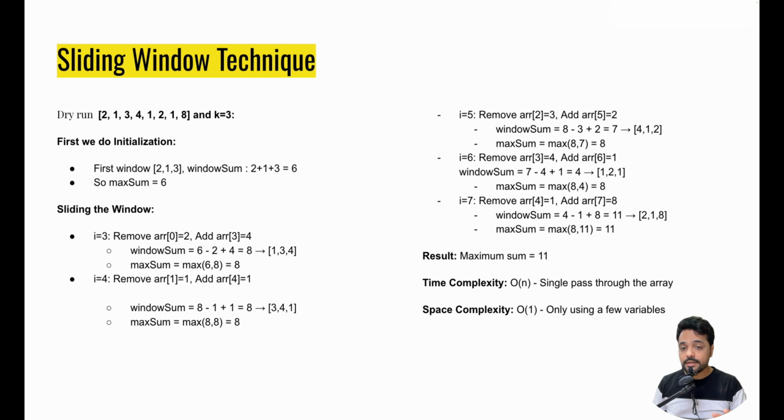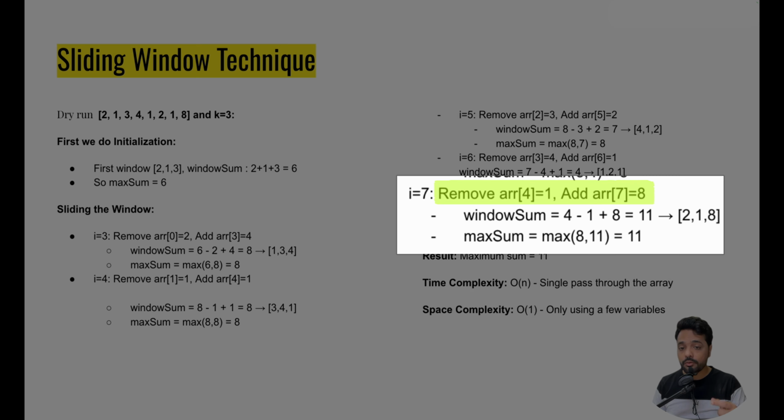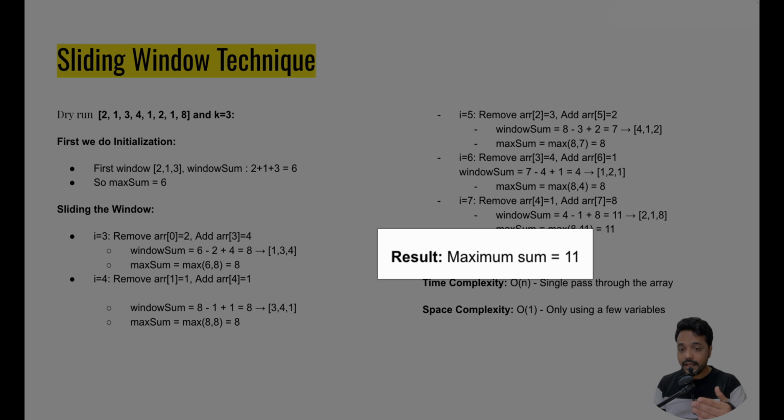Slide 5, i equals 7. Final slide. Window shifts from 1 2 1 to 2 1 8. We remove array[4], which was 1, and add array[7], which is 8. The window sum is now 4 minus 1 plus 8, which is 11 for window of 2 1 8. Maximum sum equals maximum of 8, 11, which is 11, and we have got a new champion. So the final result is maximum sum equals 11 from the window 2 1 8.